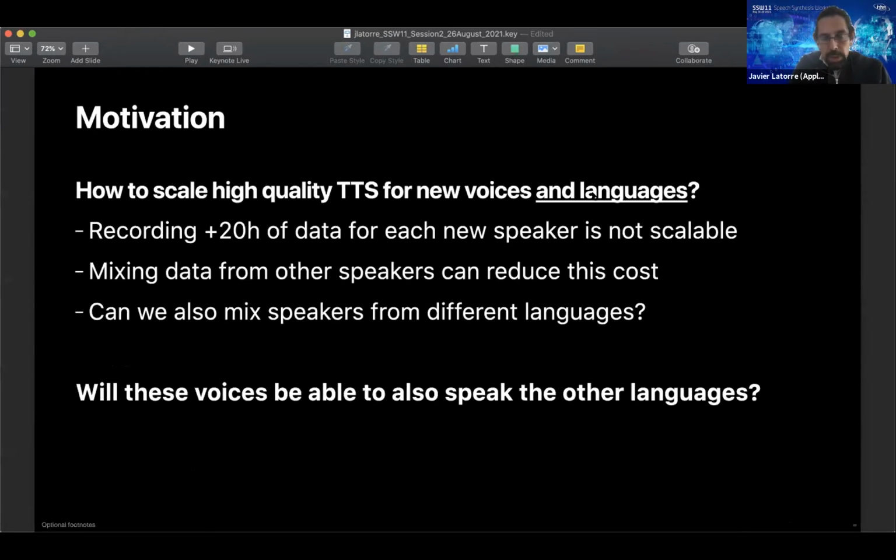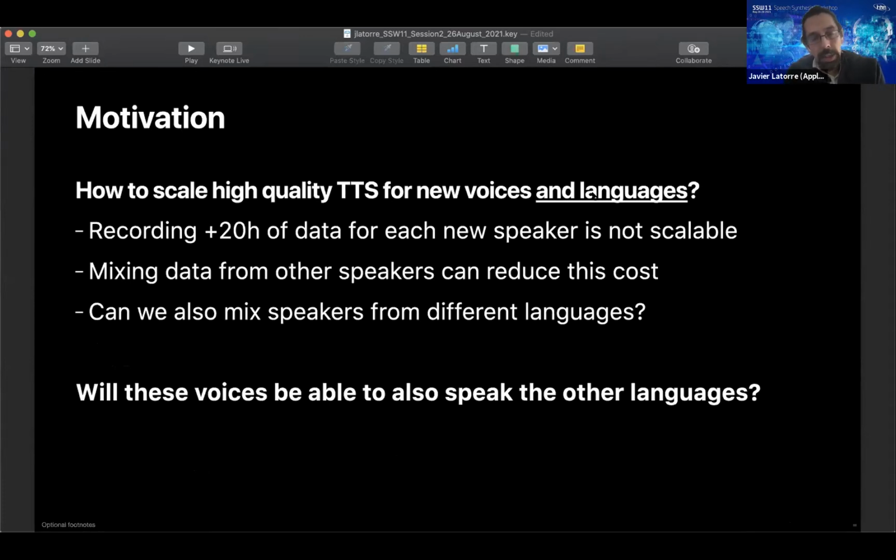So the main motivation is an extremely practical one. We need to deploy every year an increasing number of voices for an increasing number of languages. And usually, in order to achieve good quality, or the kind of quality that we want, we need to have in the order of 20 hours of recordings.